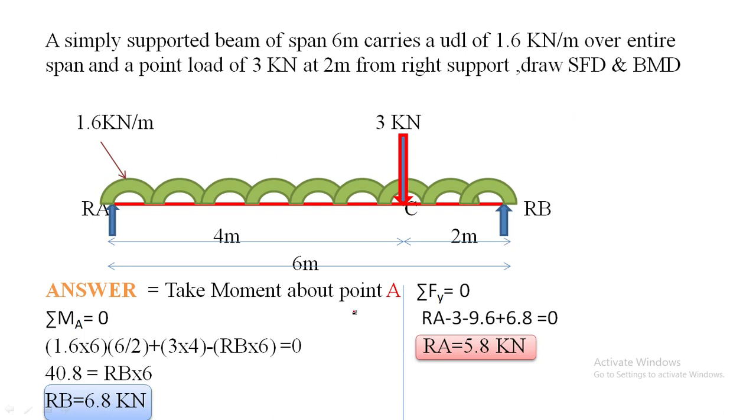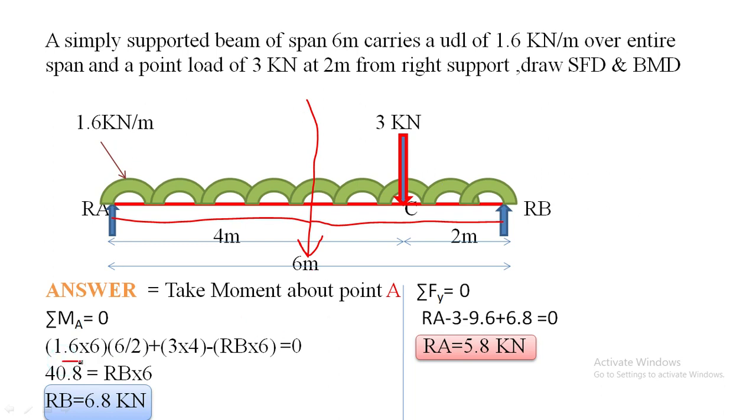Now the first step is to take moment about any point, either point A or point B. While taking moment, the summation of moment at A, the RA value is 0. Then the UDL is converted into a point load at the center of the 6 meter. Suppose this is the center, then convert here. This distance is 3 meter and this distance is also 3 meter, and the value is 1.6 into 6.